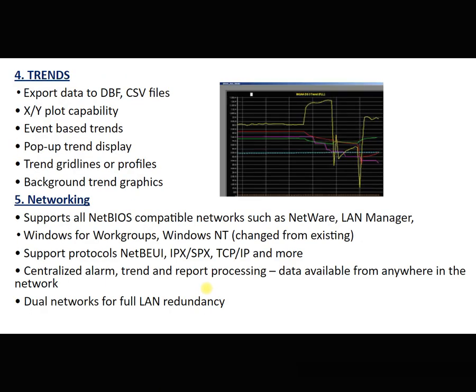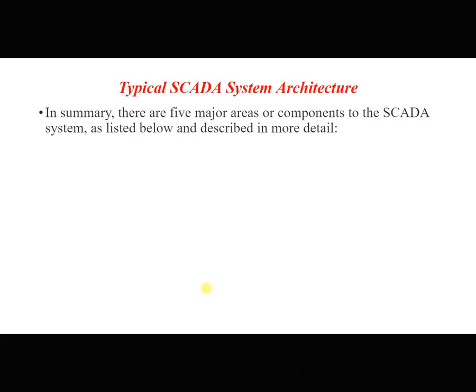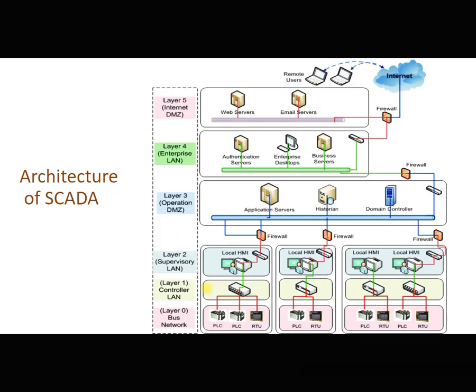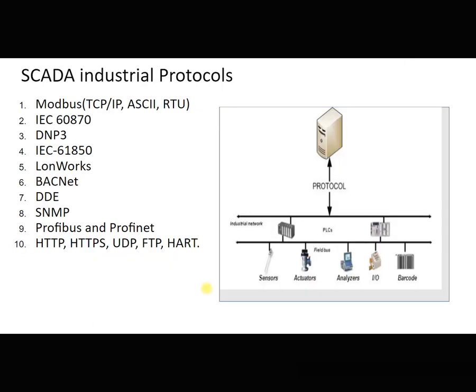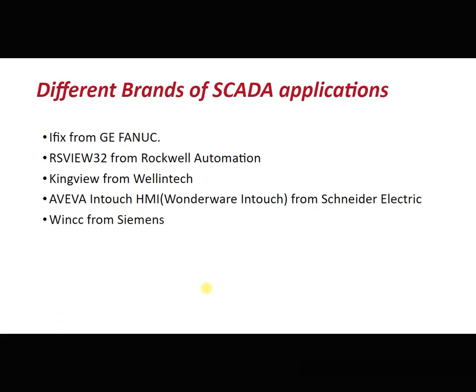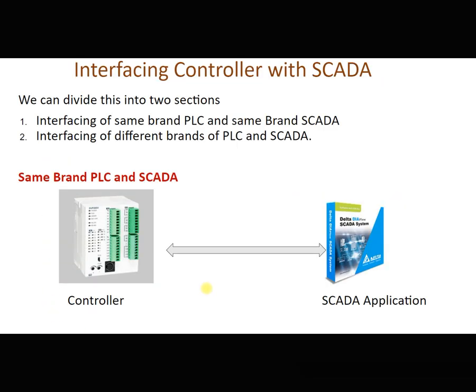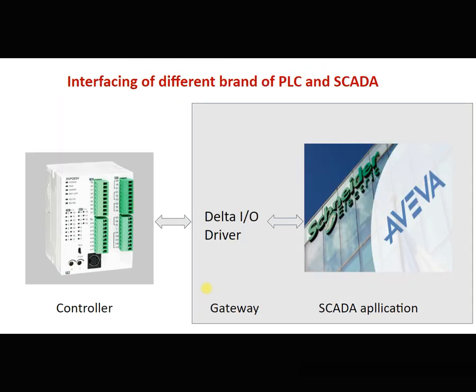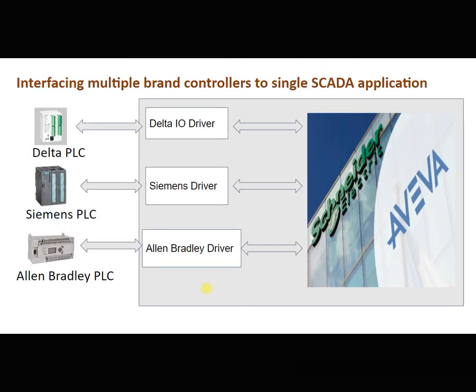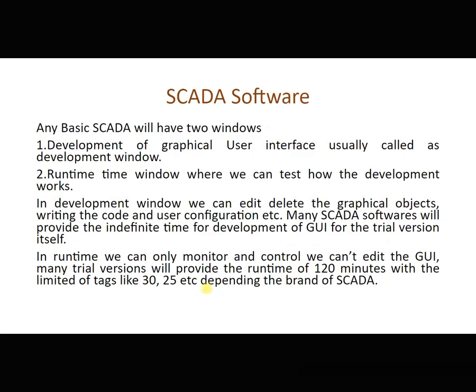Next we learned the SCADA architecture, by using this diagram. Next we got to know what protocols it is using. Next, the different brands of SCADA we have, and the possible ways to communicate with the controllers, either the same brand or different brands. These are all about drivers or a gateway.